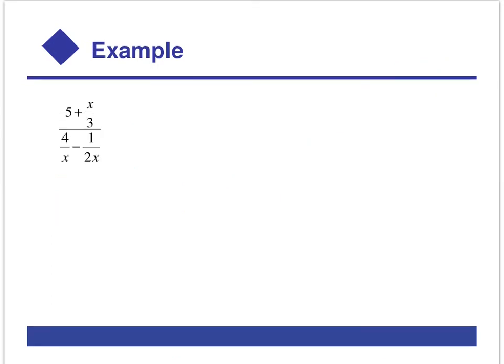Again, we're going to do the same thing. We're going to do the keep, change, flip, and see what we can do from there. Sometimes you may have to find common denominators. Okay, let's look at this first one. We have 5 plus x over 3 being divided by 4x minus 1 over 2x. So I'm going to look at each one of these separately.